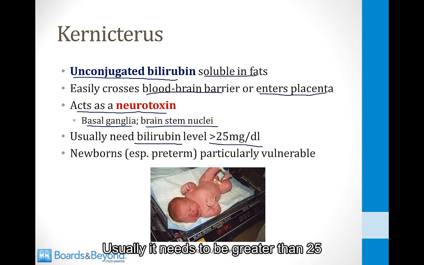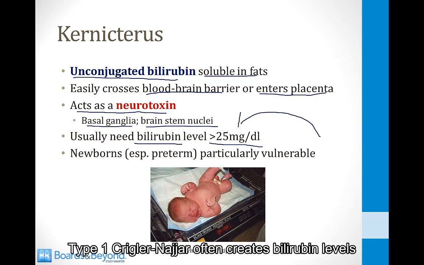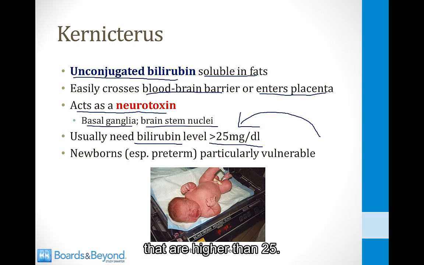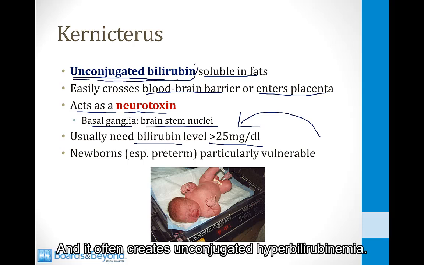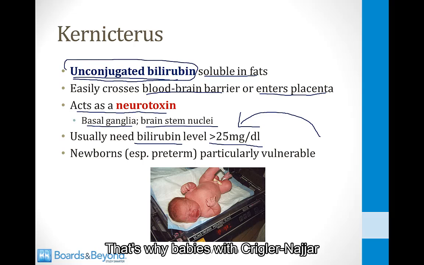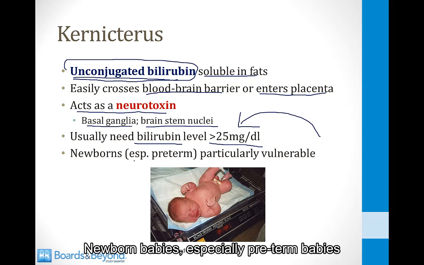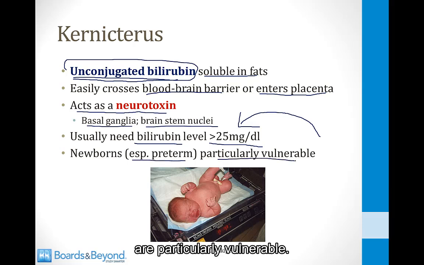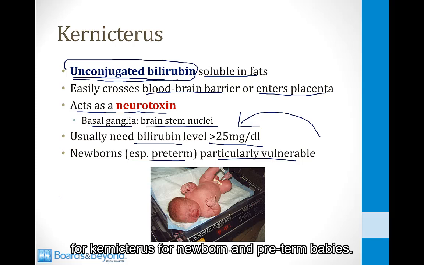Usually it needs to be greater than 25, but like I told you on the last slide, type 1 Crigler-Najjar often creates bilirubin levels that are higher than 25, and it often creates unconjugated hyperbilirubinemia. That's why babies with Crigler-Najjar can die from kernicterus. Newborn babies, especially preterm babies, are particularly vulnerable, and we'll talk in a few slides about how neonatal jaundice is a risk factor for kernicterus for newborn and preterm babies.